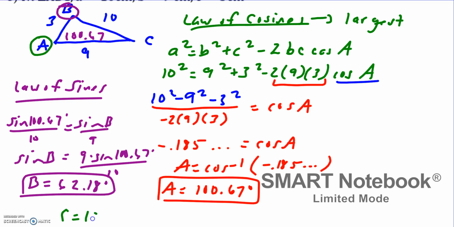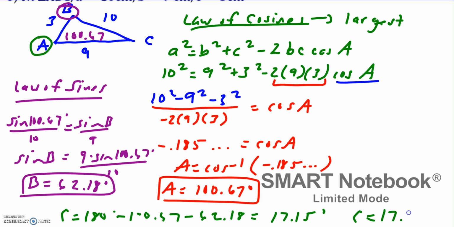Lastly, if you'd like to find angle C, it would be 180 degrees minus angle A, which is 100.67, minus angle B, 62.18, and you would get the final angle of 17.15 degrees. So C is 17.15 degrees.